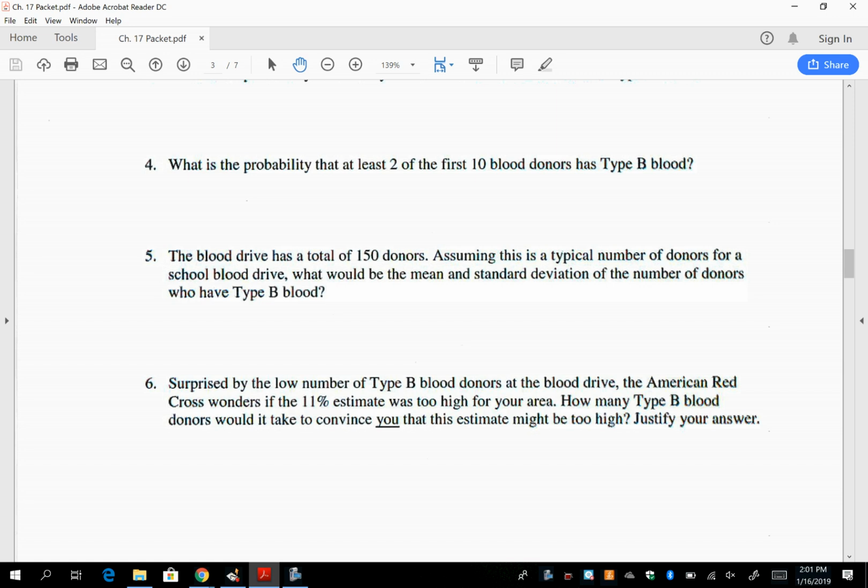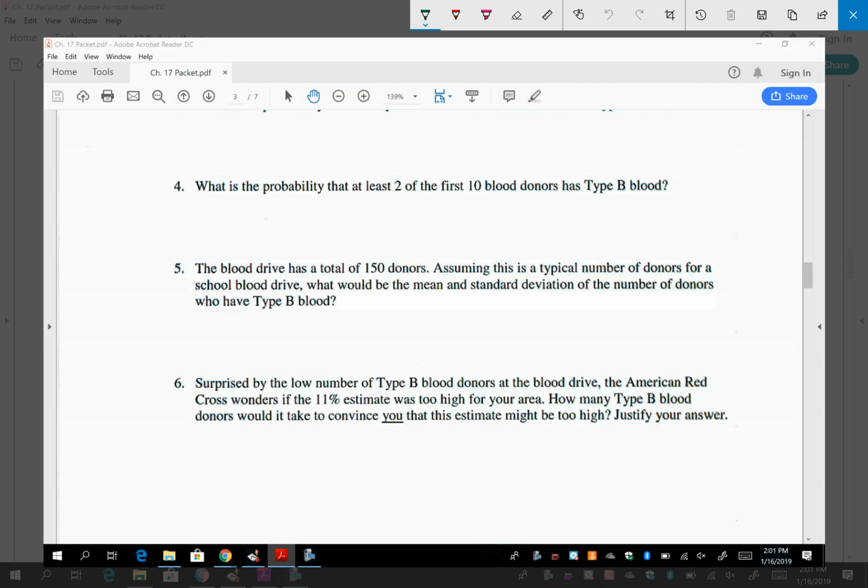Great, Marcelo. Read number 5. Blood drive has a total of 150 donors. Assuming these are typical number of donors for a school blood drive, what would be the mean and standard deviation of the number of donors who have type B blood? Excellent. All right. Now, when I look at this one, what I first want you to write down is that I want you to think about this as a binomial model.